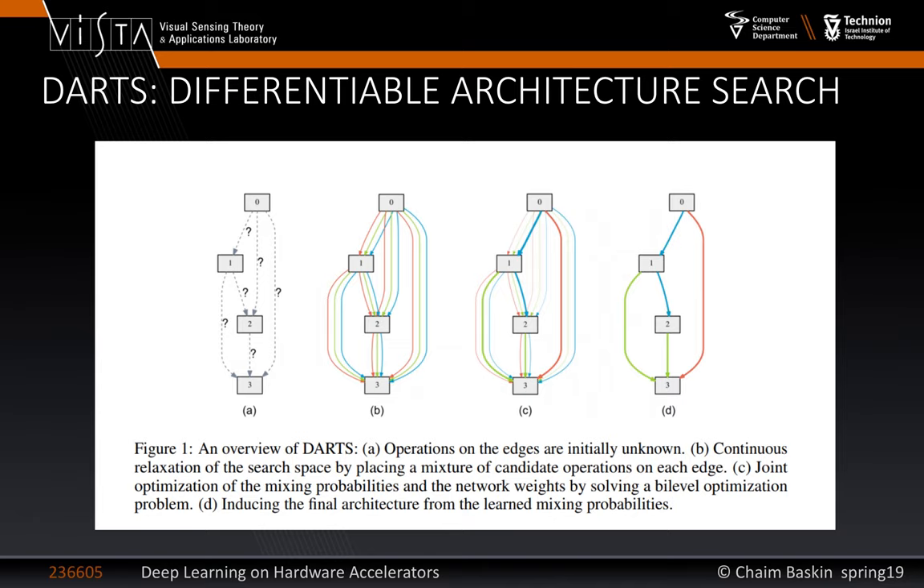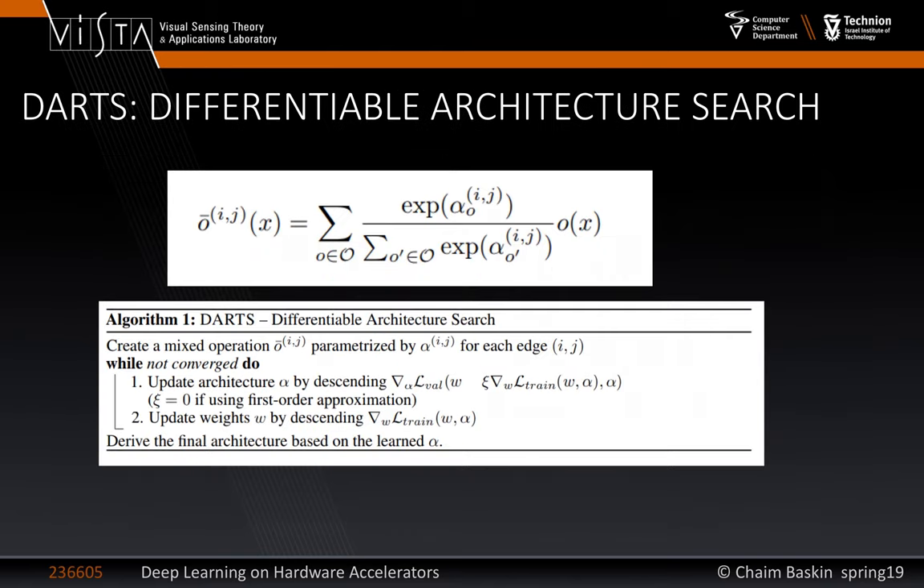A cell is actually your layer for getting the best accuracy. The algorithm works this way. We create a mixed operation O that's parameterized by alpha_ij, the index of its place, for each edge. An edge is, again, the number of the layer. And while not converged, we update our architecture alpha by descending, by doing primary relaxation on your alphas, on your options.